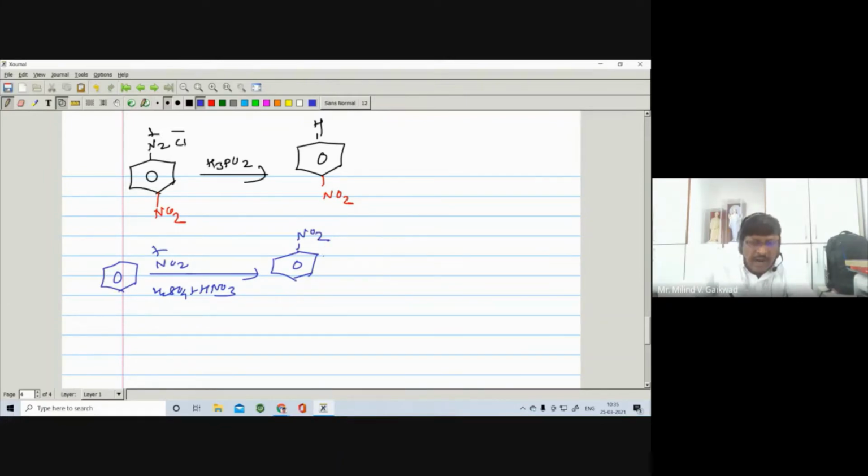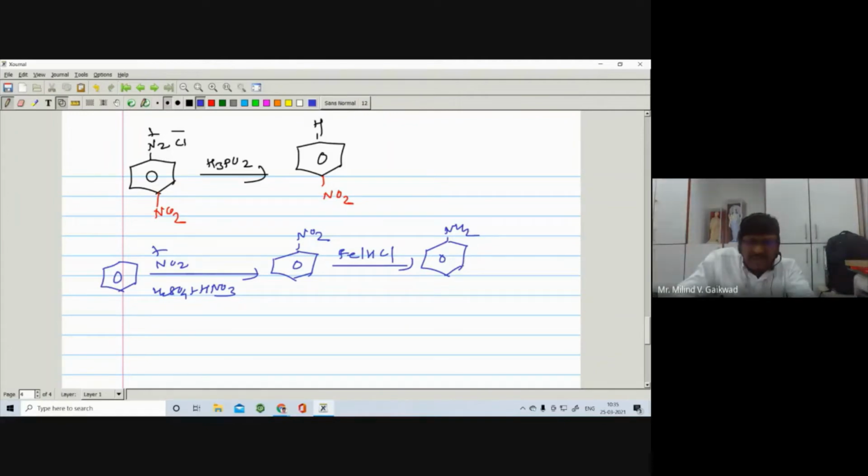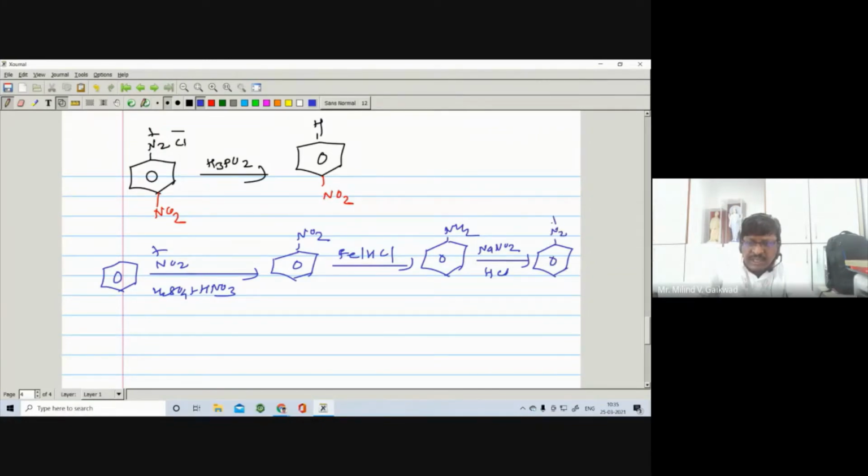Then this undergoes reduction in the presence of iron and HCl. We can also use another reagent. So there is addition of hydrogen on the nitrogen and it will convert into the corresponding amine. And this amine, when it undergoes diazotization with NaNO2 plus HCl, there is a formation of the corresponding N2+ Cl-, benzene diazonium salt.